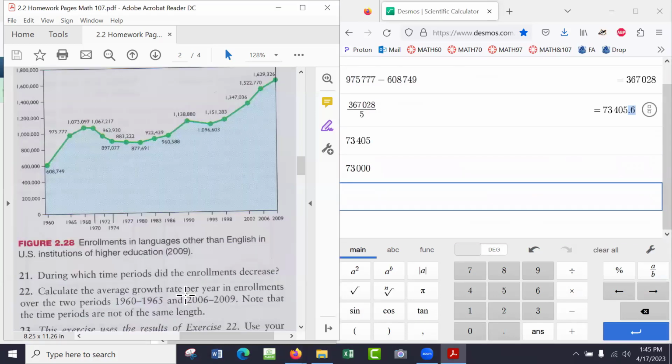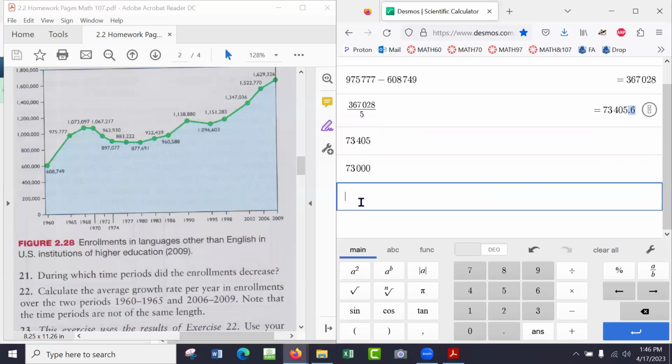It's 2006 to 2009. That's 3 years. There's 3 years there: 2007, 8, 9. Okay, so let's have a look at that. In 2006, the enrollment is 1.5 million. In 2009, the enrollment is 1,600,000. So it increased by about 100,000.